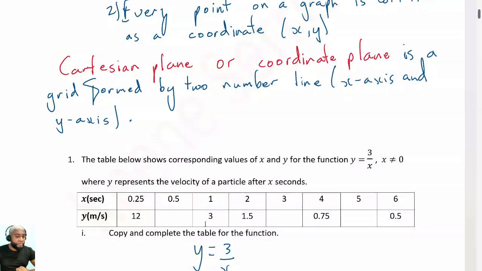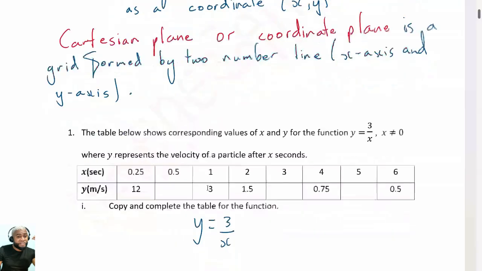Right, so I'm going to jump into my question now. As I said before, the table below shows corresponding values of x and y. You all need to listen. We have corresponding values of x and y on the table because once you understand the table, you will be able to understand the graph.